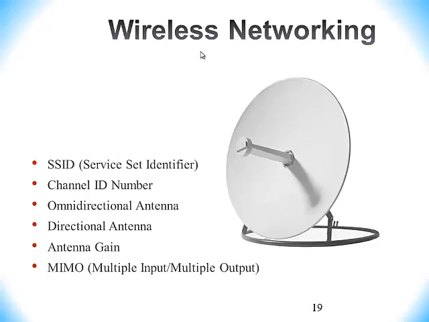Multiple input, multiple output, or MIMO, uses multiple 2.4 gigahertz and 5 gigahertz antennas. These antennas may be external or built into the wireless device. By using multiple antennas, greater wireless speeds can be achieved.